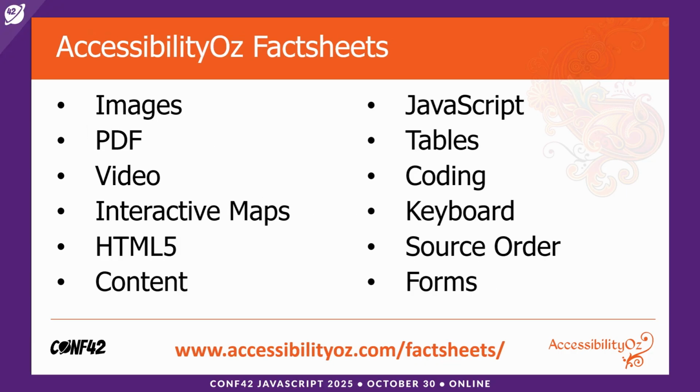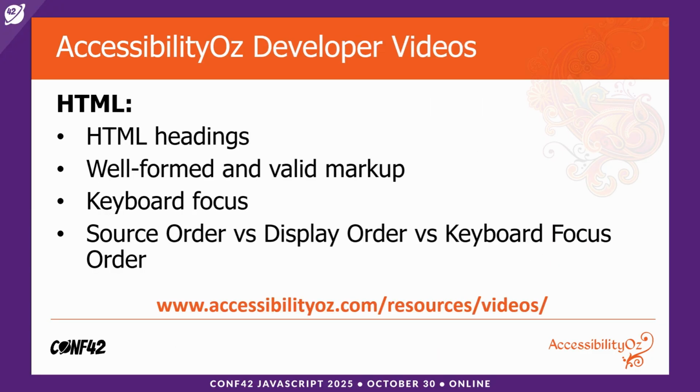And of course, there are the Accessibility Oz fact sheets. We have them on a range of topics, including images, PDF, video, interactive maps, HTML5, content, JavaScript, tables, coding, keyboard, source order, and forms. Those are available at www.accessibilityoz.com/factsheets.